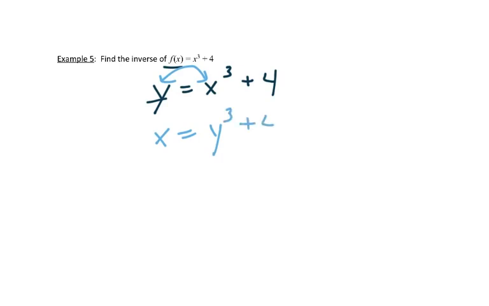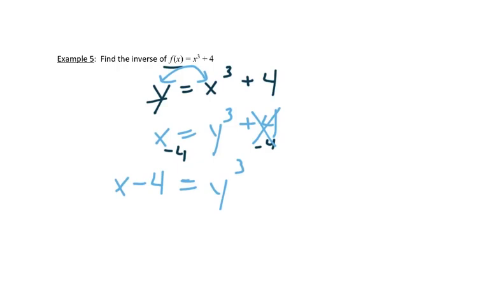So again, we'll do the same thing here in example 5. We have y equals x cubed plus 4, so we're just replacing f of x with y to begin with. And then we'll switch x and y. So we get x equals y cubed plus 4. And then we'll solve that, so we'll subtract 4 from both sides. That gives us x minus 4 equals y cubed.